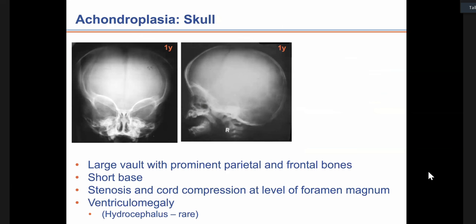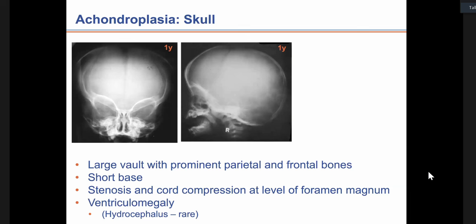The other thing to look for is the large vault with prominent parietal and frontal bones. They have a short base. They may get spinal cord compression at the level of the foramen magnum, and nowadays we would advocate screening children, a baseline MRI of the foramen magnum around 3 months or as early as you can, and maybe again at 1 year. Remember that they get ventriculomegaly.